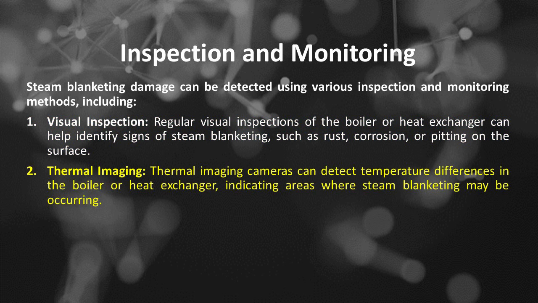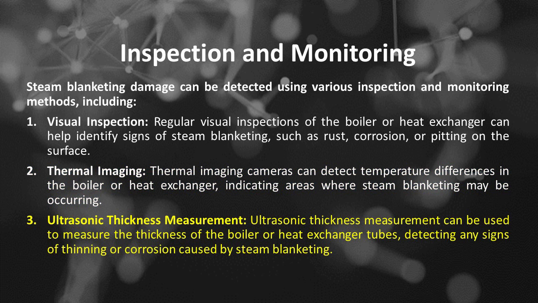Number 2 is thermal imaging. Thermal imaging cameras can detect temperature differences in the boiler or heat exchanger, indicating areas where steam blanketing may be occurring. Number 3 is ultrasonic thickness measurement. Ultrasonic thickness measurement can be used to measure the thickness of the boiler or heat exchanger tubes, detecting any signs of thinning or corrosion caused by steam blanketing.